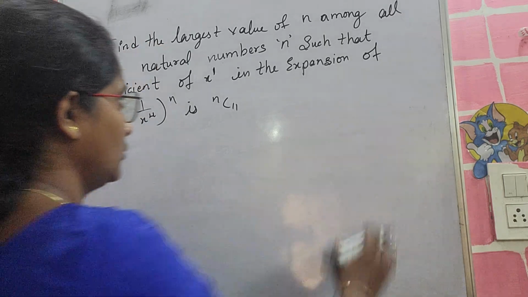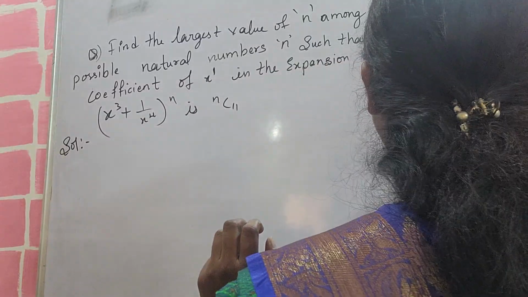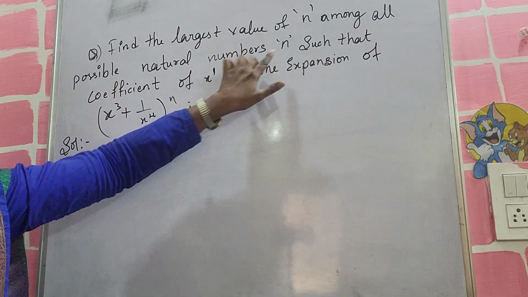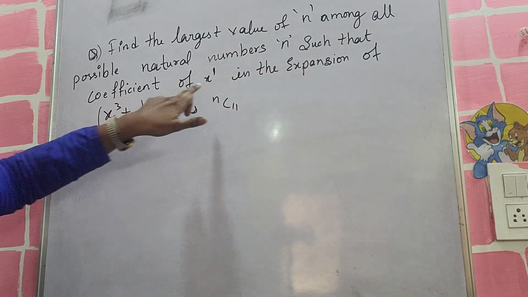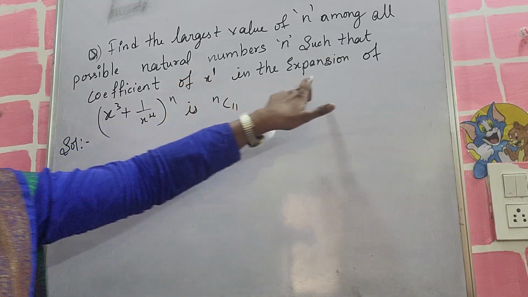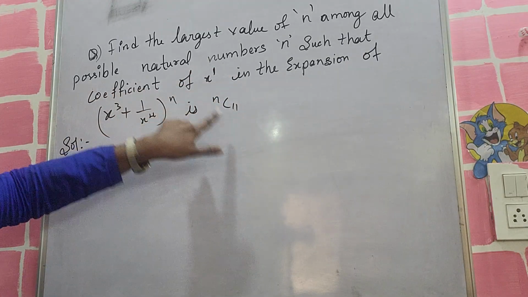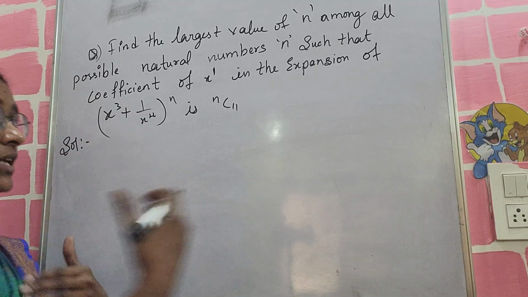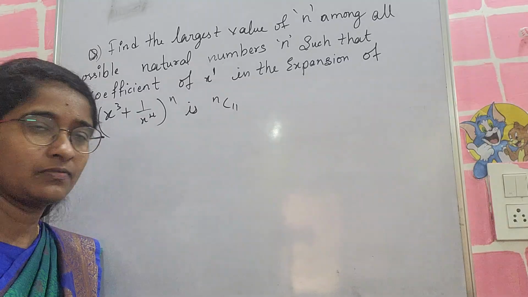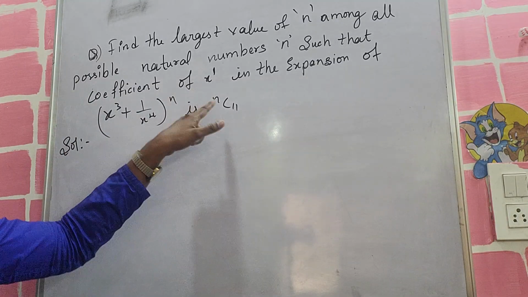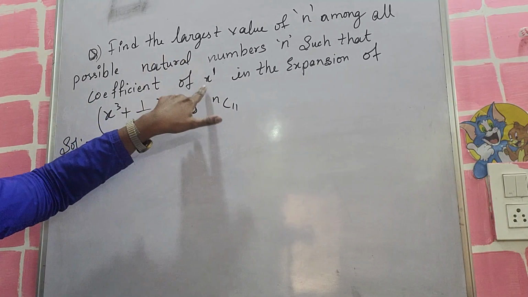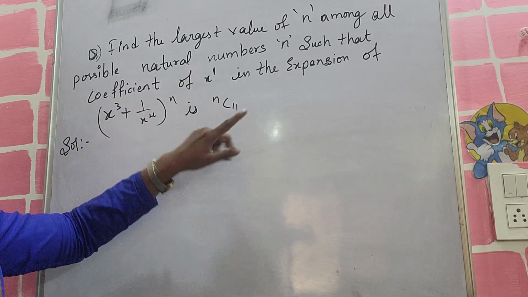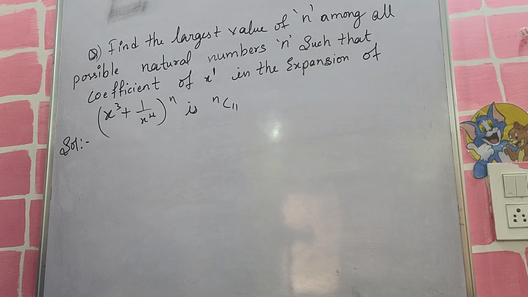Find the largest value of n among all the possible natural numbers n such that the coefficient of x to the power of 1 in the expansion of this is NC11. So they gave one hint. They are asking us to find the largest value of n. Next, they gave one hint for us: the coefficient of x to the power of 11 of this term is NC11. So we'll compare this thing.